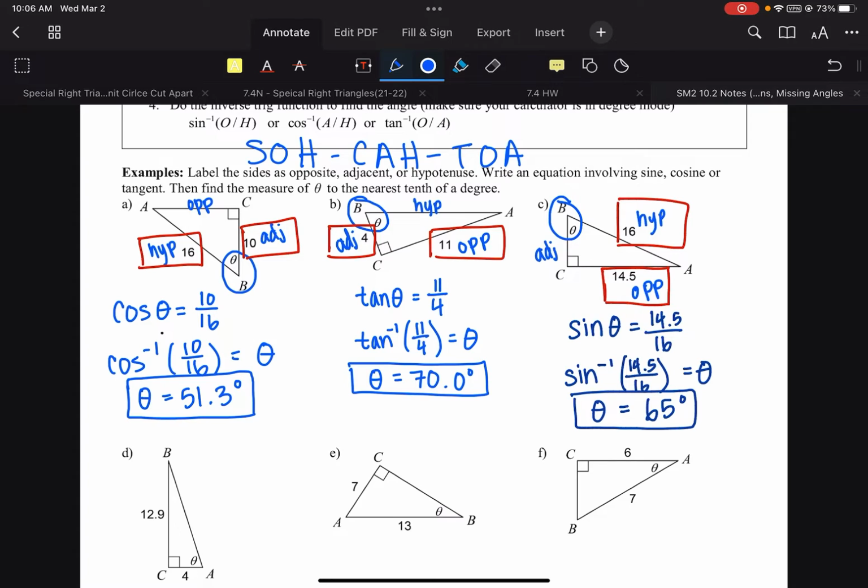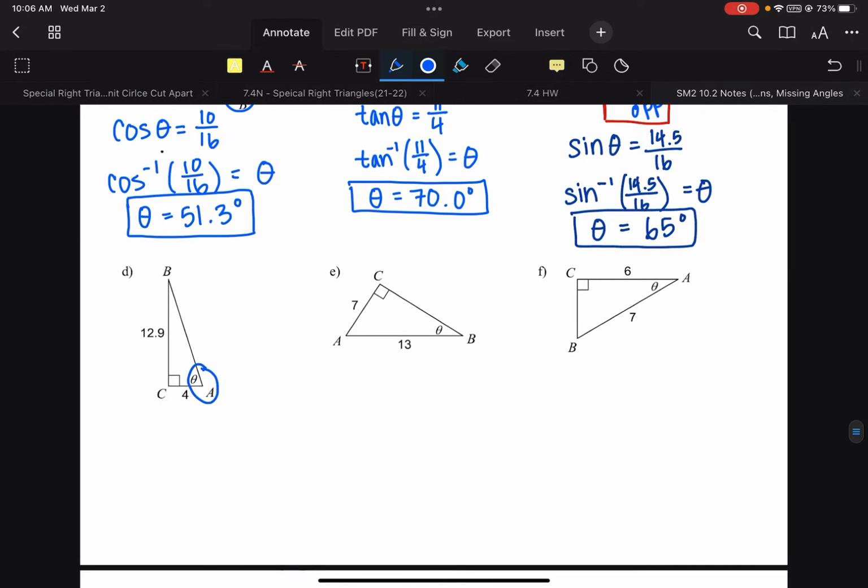Okay, if you're feeling pretty confident that you could do problems like this, go ahead and stop here and move to the second page of your homework. You're going to do numbers 10 through 18. If you want to see a couple more examples, hang out here and I'll go through the next couple examples together.